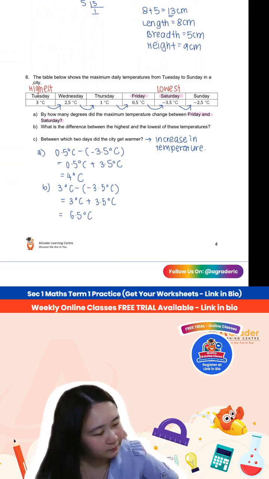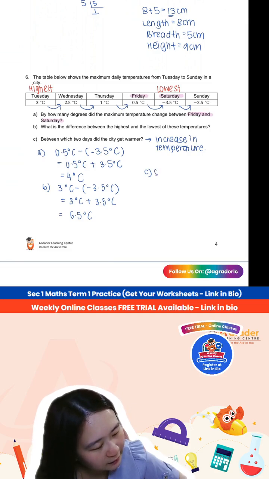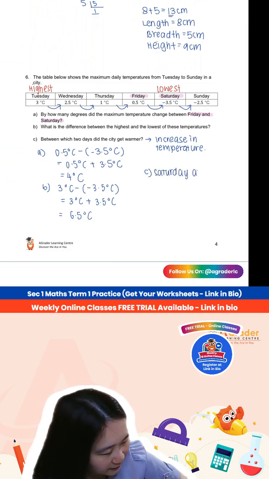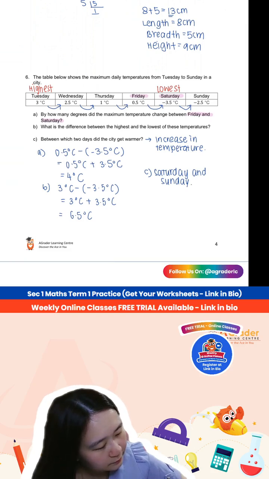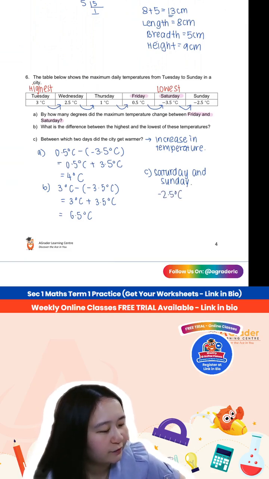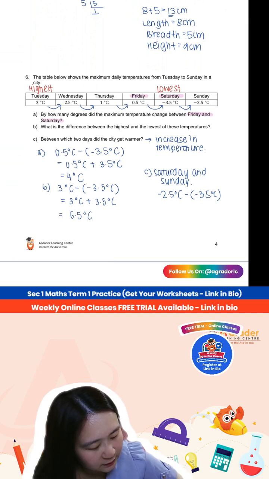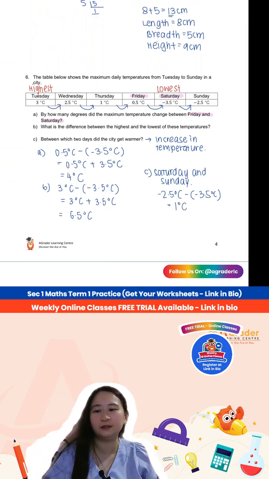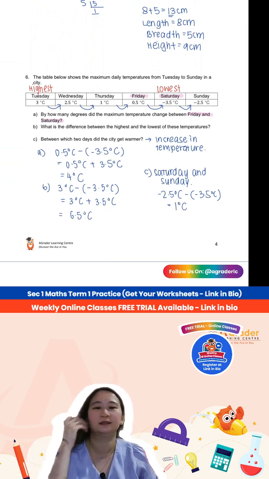So for part C, it will be Saturday and Sunday. Between these 2 days, the temperature increases. The temperature increases by negative 2.5 degrees Celsius minus negative 3.5 degrees Celsius, which is 1 degree Celsius. So there's an increase of 1 degree Celsius between these 2 days.